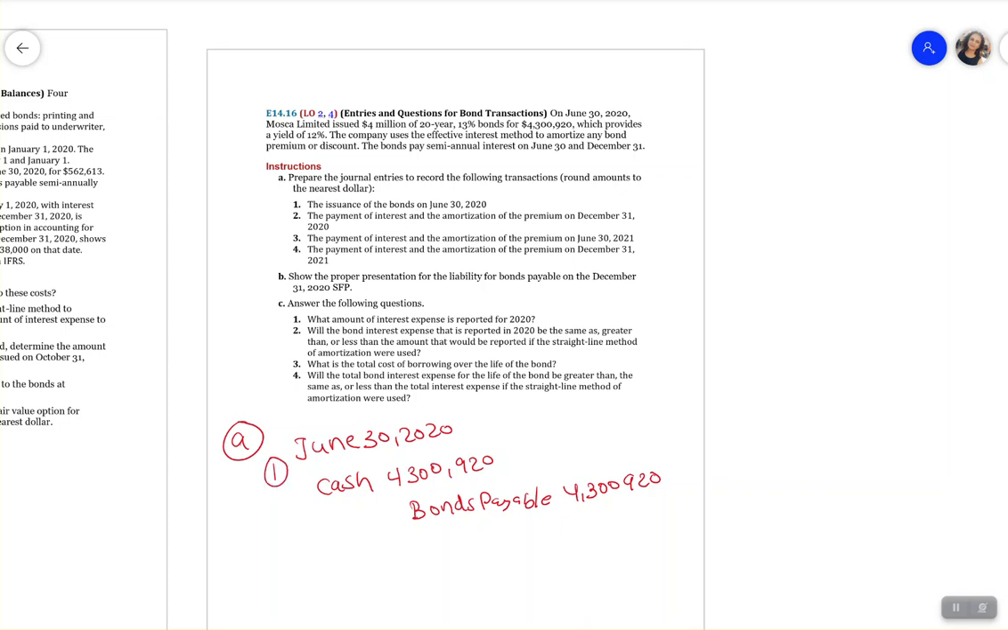Now the second question is asking for the payment of the interest and amortization on December 31st. We needed to know if the company is following the straight line method or the effective interest method. In this case, the company is following the effective method. If so, we need to have 2 rates. Did they give us 2 rates? Yes. 13% is your stated rate, which is your coupon rate, and then your yield rate is 12%.